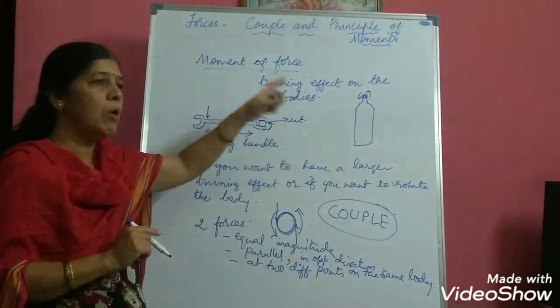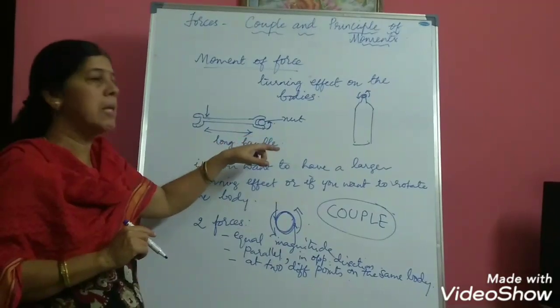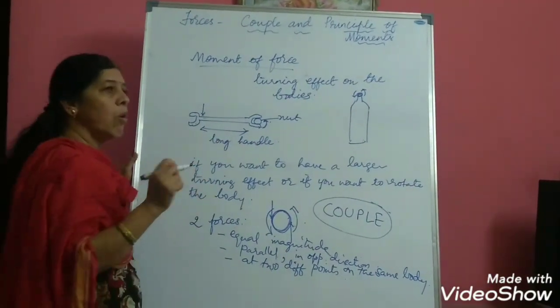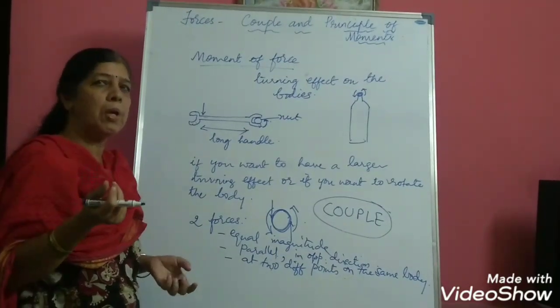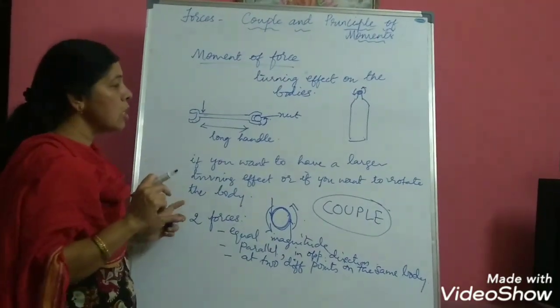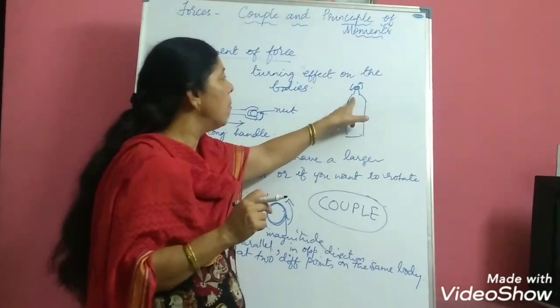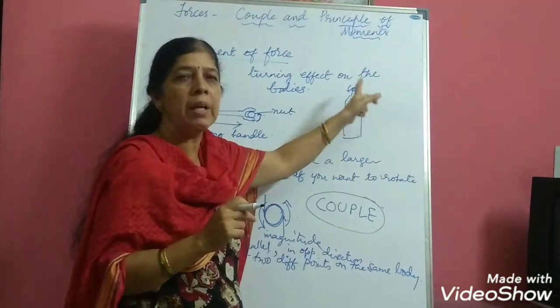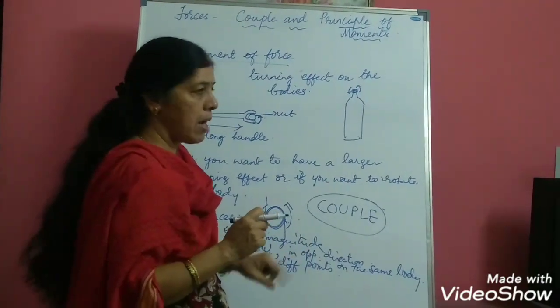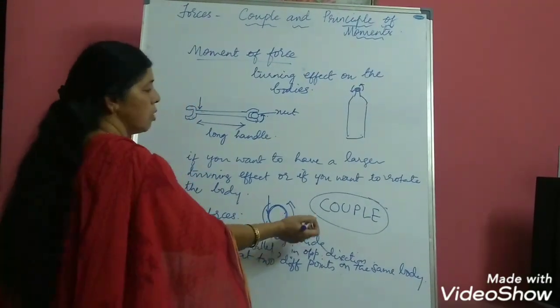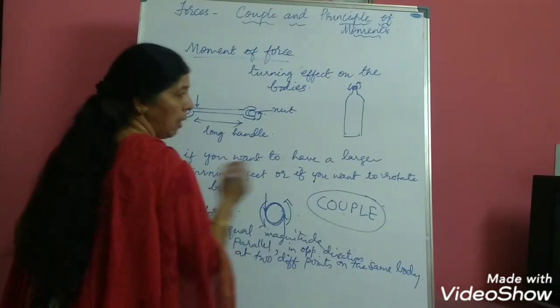Apart from this example, we also come across other examples like whenever you want to turn on or turn off the tap, then also you have to apply two forces, and these two forces will be acting on the same body, but they will be acting at two different points. And they will be equal in magnitude, and hence these two forces will form a couple.